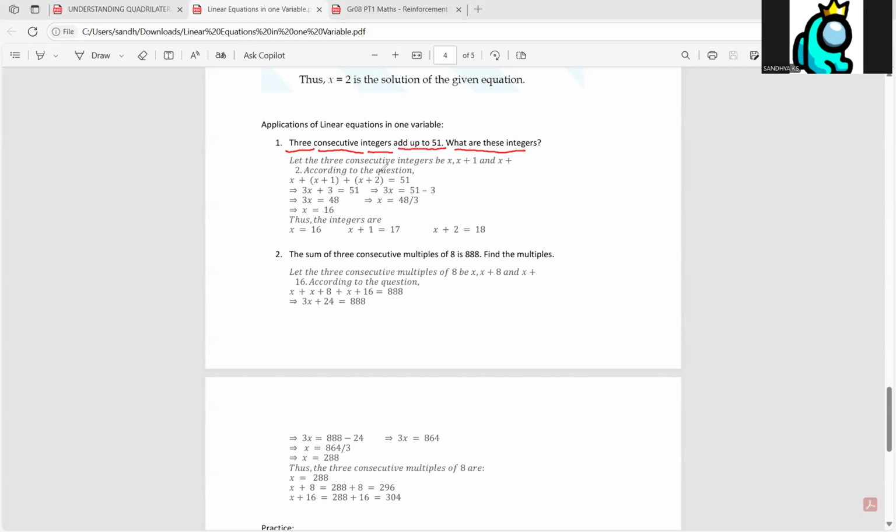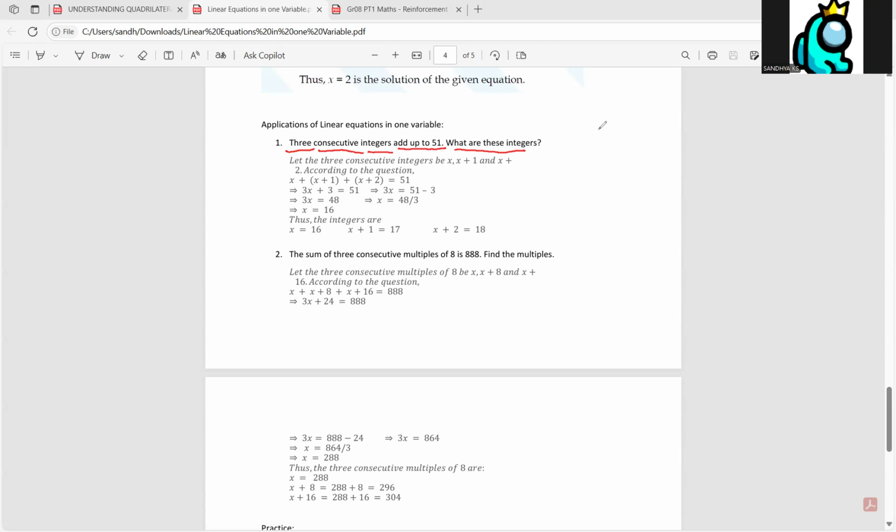Why have they mentioned integers? Because if the answer is negative it can also be correct, because integers means positive or negative. Positive integers we know, negative integers we know. So three consecutive integers means 1, 2, 3. They are consecutive, but we don't know what the numbers are.